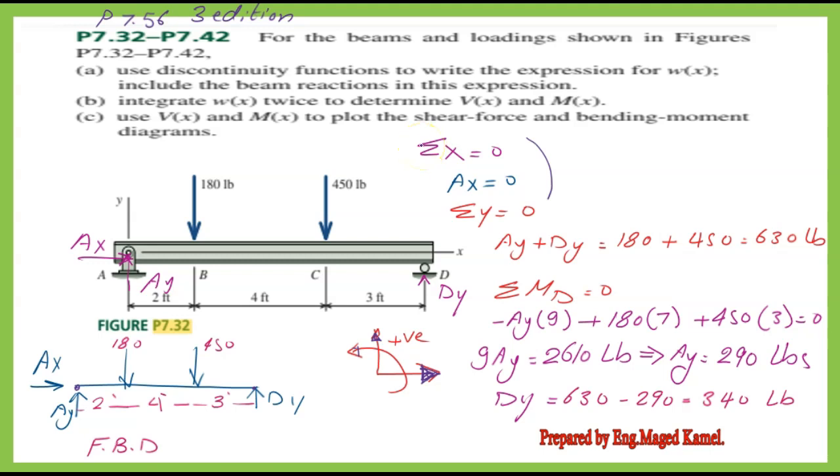We do not have any acting horizontal loads, so A sub x equals 0. From sum of y equals 0, Ay plus Dy equals 180 plus 450 equals 630 pounds. From sum of moments about D equals 0, we take the moment of all forces about the right support D by multiplying each force and reaction by its arm length to support D and considering the directions of moment rotation: minus Ay multiplied by 9 plus 180 multiplied by 7 plus 450 multiplied by 3 equals 0.